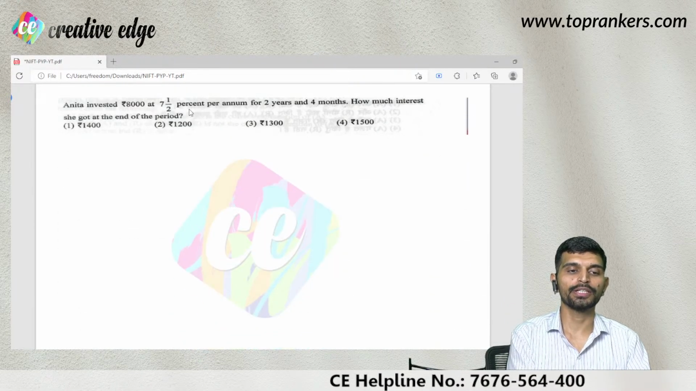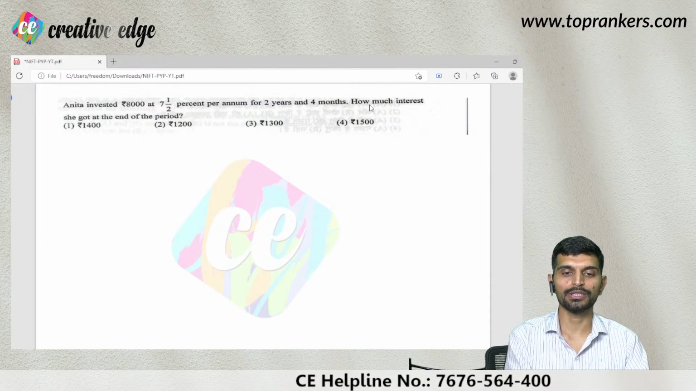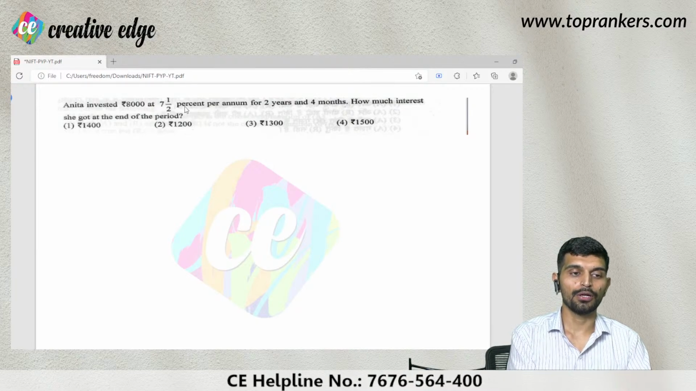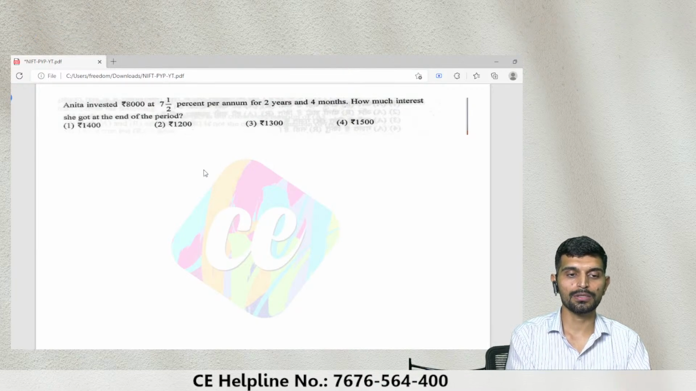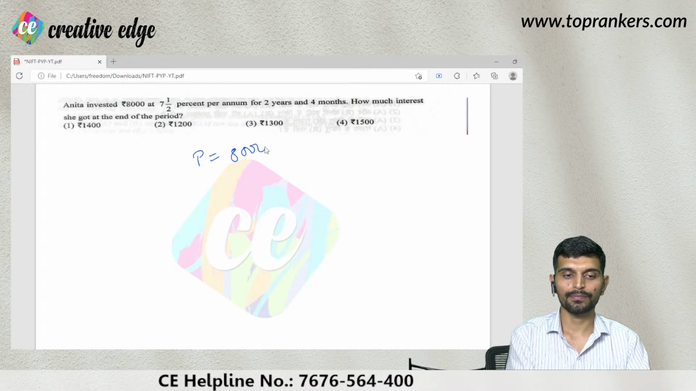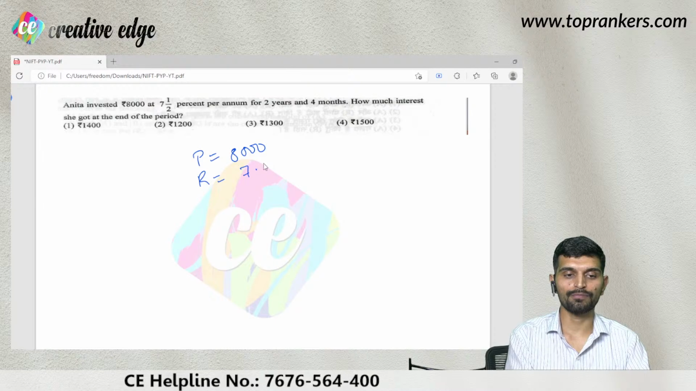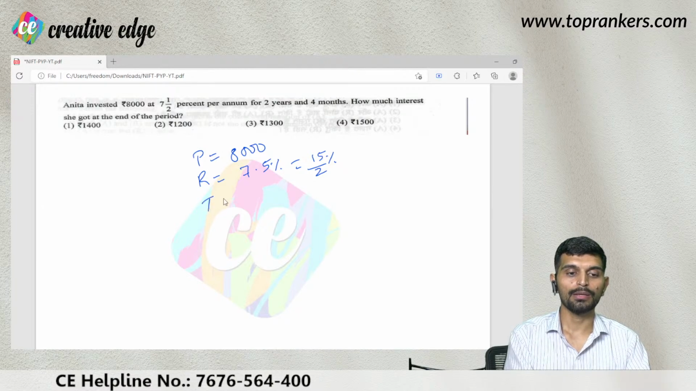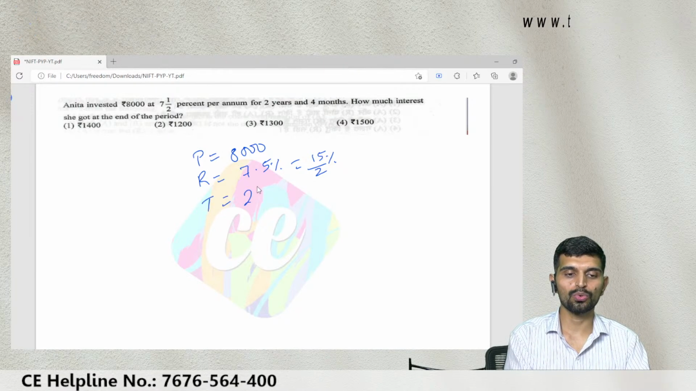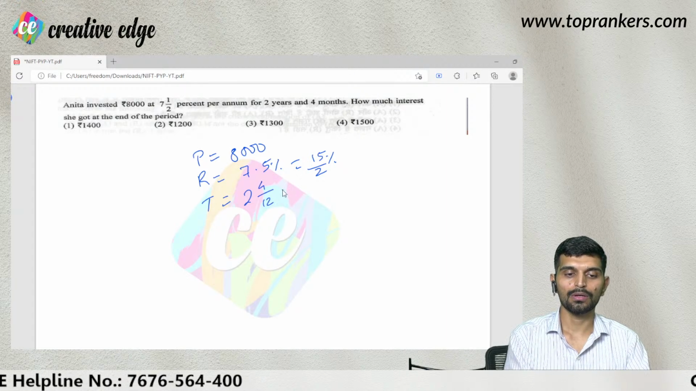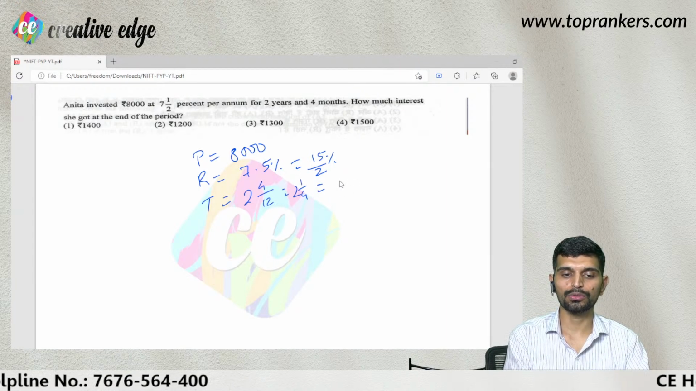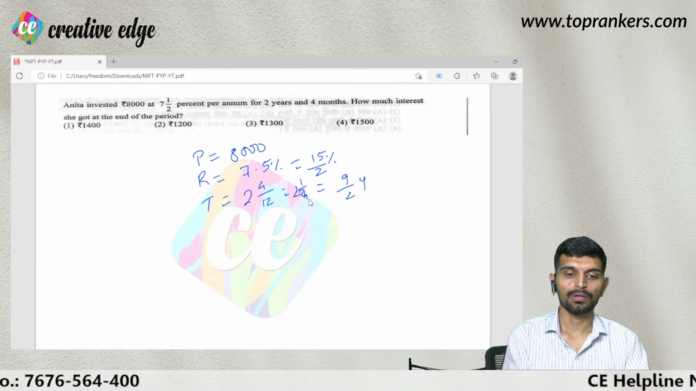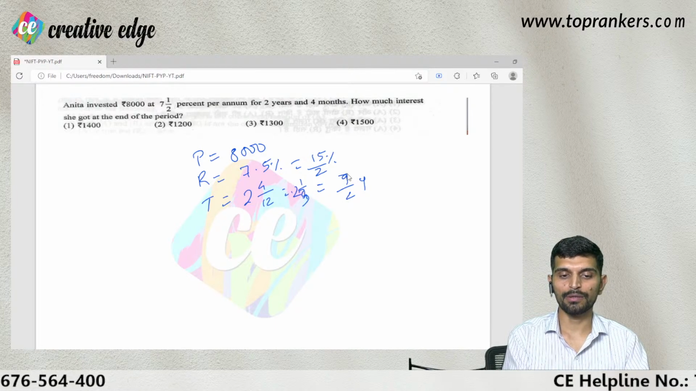Anita invested 8,000 at 7.5% per annum for 2 years, 4 months. How much interest did she get at the end of the period? Right. If not mentioned, I'll be using it as simple interest. So principal is 8,000. Rate of interest is 7.5%, or you can say 15 by 2%, right? Time period is 2 years, 4 months.